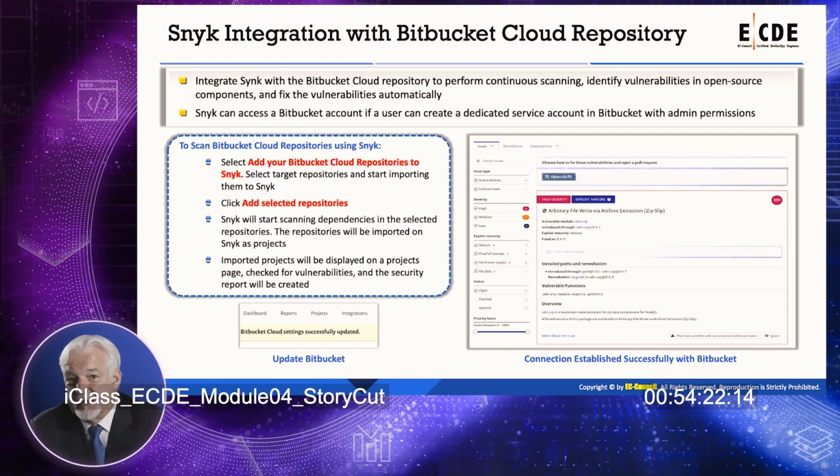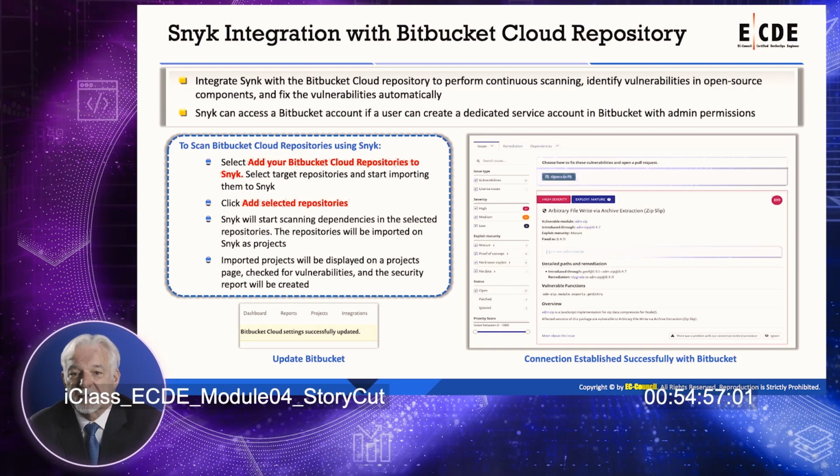Then let's look at SNCC integrations with Bitbucket cloud repositories. Integrate SNCC with Bitbucket cloud repositories to perform continuous scanning, identify vulnerabilities in open source components, and fix the vulnerabilities automatically. SNCC can access a Bitbucket account if its user can create a dedicated service account in Bitbucket with admin permissions. So on the left, to scan Bitbucket cloud repositories using SNCC, you select Add your Bitbucket cloud repositories to SNCC.